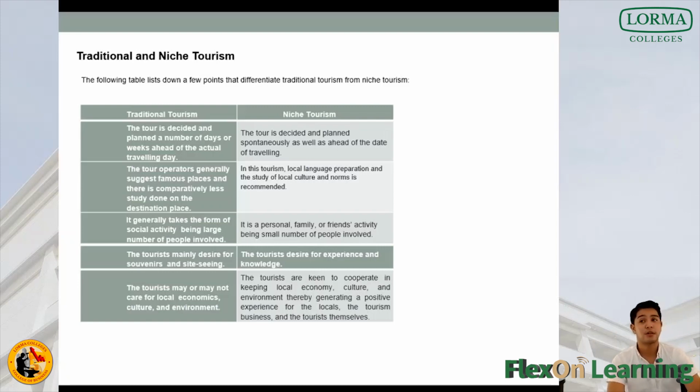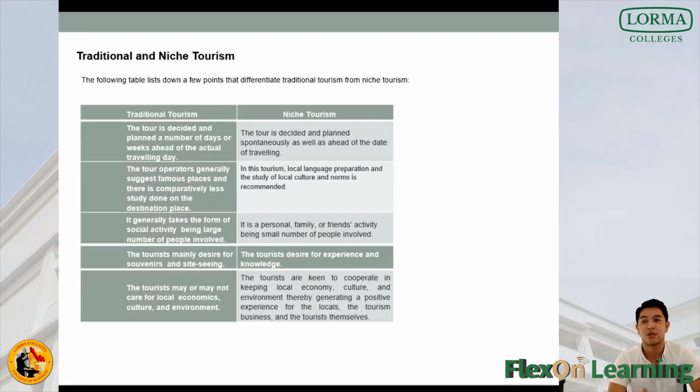Also, in traditional tourism, the tour operators generally suggest famous places and there is comparatively less study done on the destination place. While in niche tourism, local language preparation and the study of local culture and norms is recommended. Third example, traditional tourism generally takes the form of a social activity with a large number of people involved. In niche tourism, it is a personal, family or friends activity with a small number of people involved.